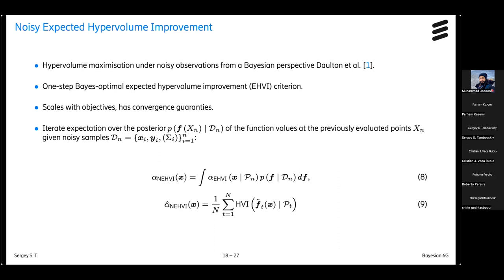To further support the problem in the setting, we utilize the so-called noisy expected hypervolume improvement acquisition function, the formulation of which you can see here in equations 8 and 9. It was proposed originally by Daulton et al. What's important is that it not only has proven theoretical guarantees, but also allows to operate with the noisy samples, noisy observations.